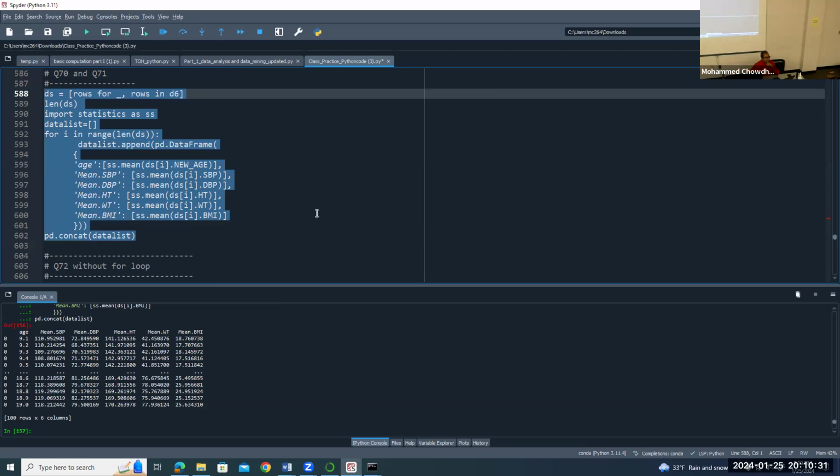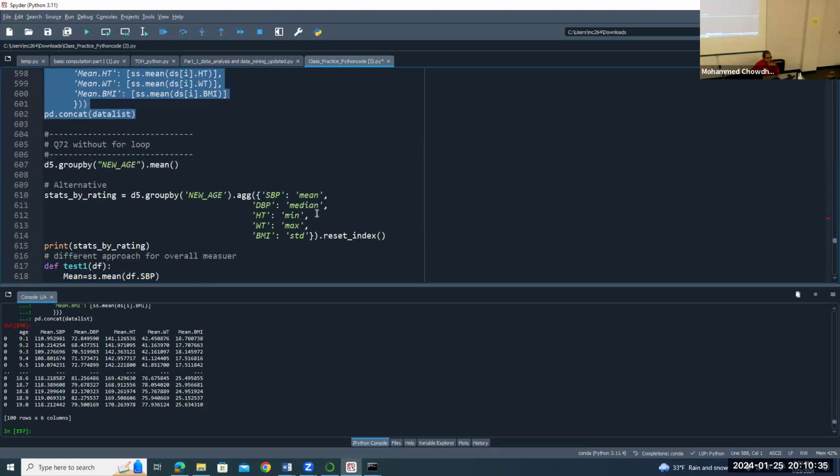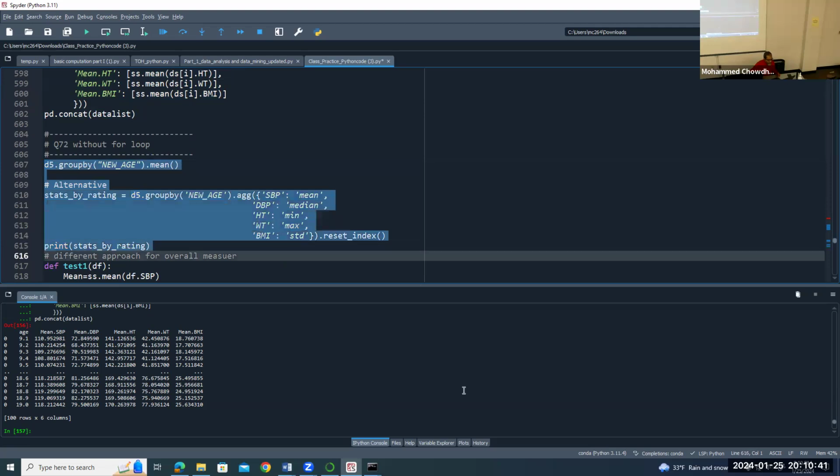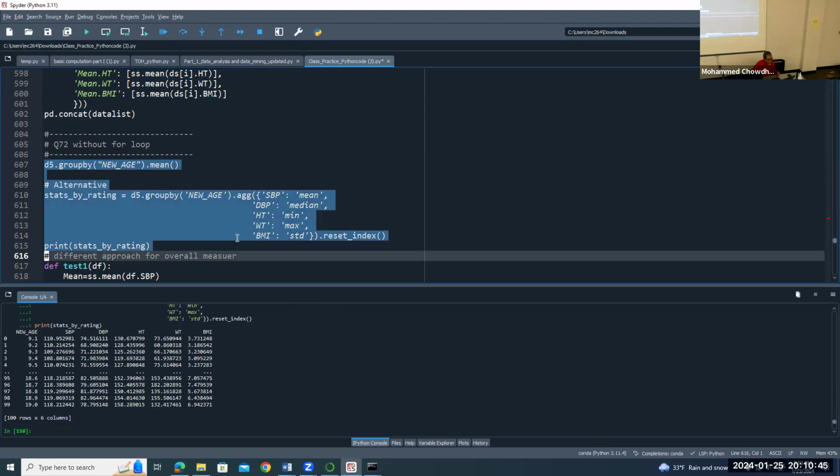How can I do the same thing without using a for loop? Some people do not like it. A for loop is slower sometimes. So the D5 data I take by group by. This is another approach. Okay? I did not use any for loop approach. I just put these things in here.